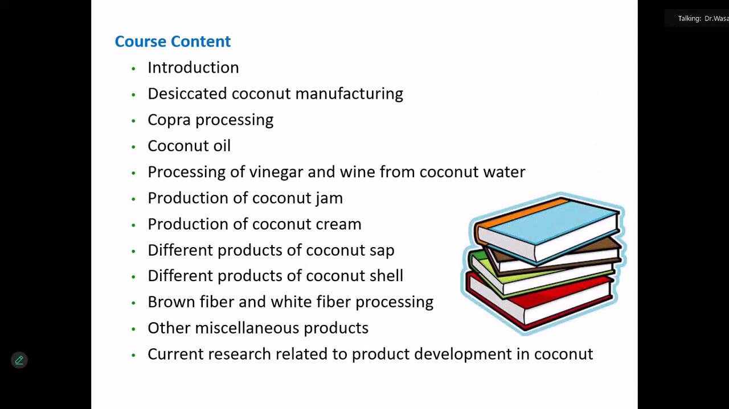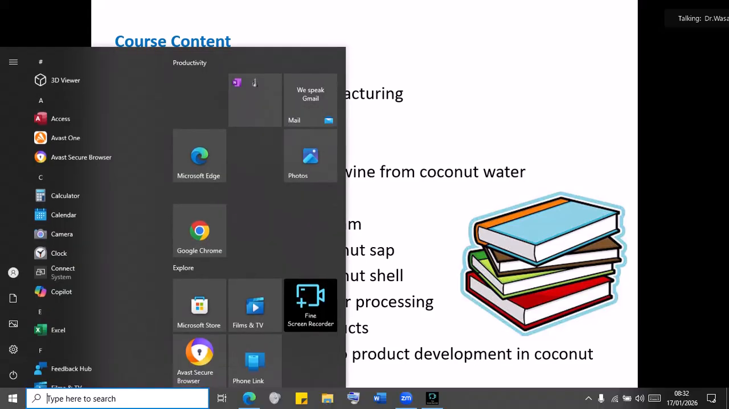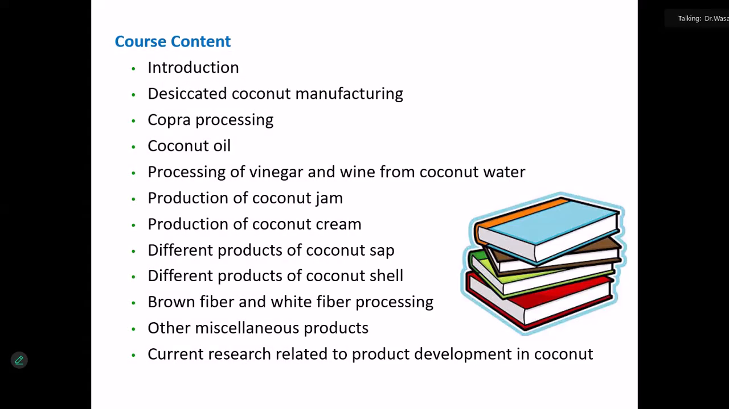Earlier we did coconut agronomy. In coconut agronomy, we discuss from planting up to harvesting.